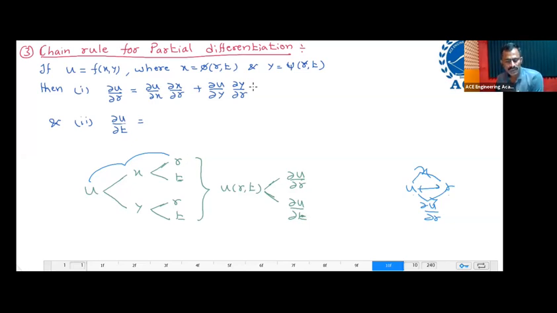Instead of u to r, u to t. That is the only difference. Everything is same. Dou u by dou x by dou t, plus, so this is where through x first we write this. Through x first we write this. Next, second part, through y. Dou u by dou y into dou y by dou t, like this.